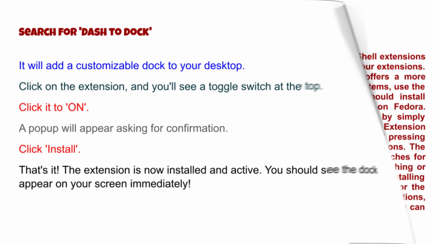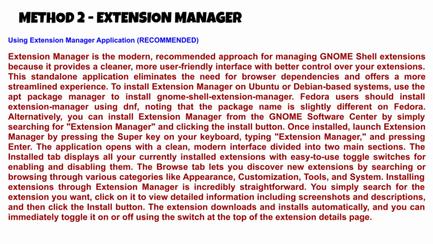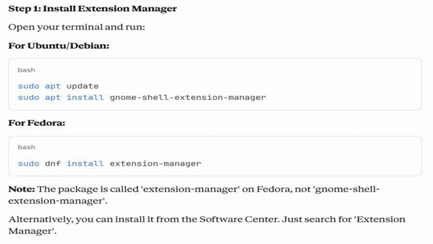The browser method works great, but there's an even better way: using the Extension Manager app. This is my recommended method because it's more user-friendly and gives you better control. Step 1, again, open your terminal and run the command that you see on the screen. This one's for Ubuntu and Debian, and this one's for Fedora. The package is called Extension Manager on Fedora, not GNOME Shell Extension Manager. Alternatively, you can install it from Software Center. Just search for Extension Manager.